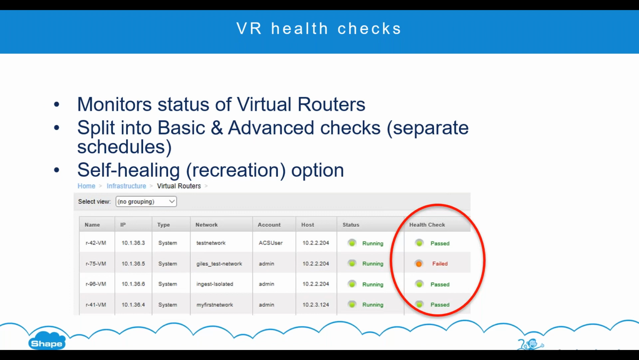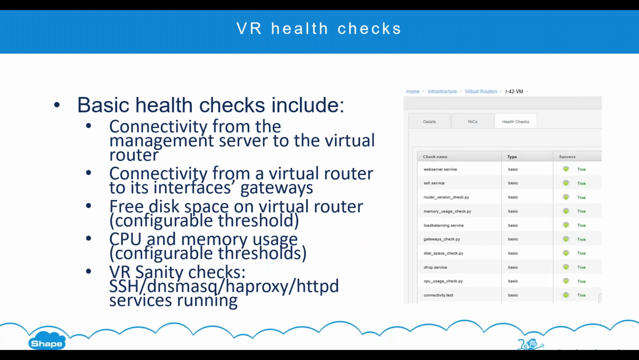Health checks also has a self-healing option, so you can specify any number of tests that if those specific tests fail, you're going to self-heal, which in this case is just recreating and reconfiguring the virtual router. You get to it by going into the virtual routers list in infrastructure. You can then see there we've got a list of what's in a green state or what's in a red state. Out of the box, the basic health checks, connectivity, free disk space, CPU, etc., are actually all listed there on the right.